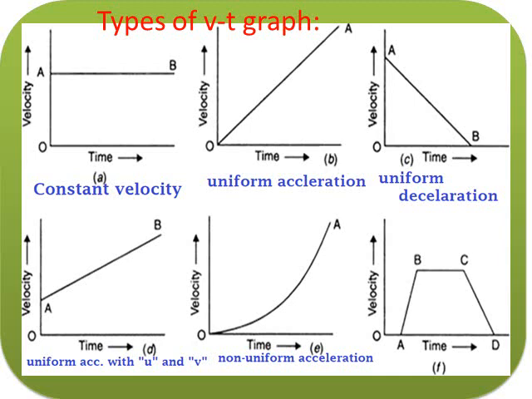And for the last one, it is a combination of all. A to B, they represent uniform acceleration. B to C, they represent constant velocity. And C to D, it represents the deceleration of the body. So it is a combination of all types of motion.